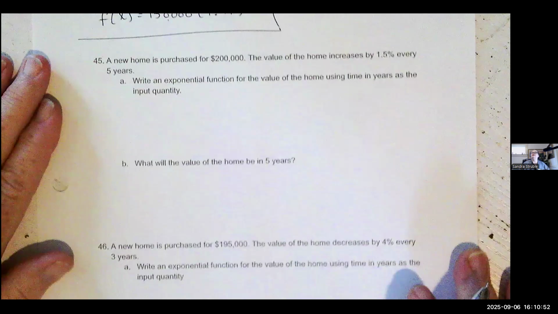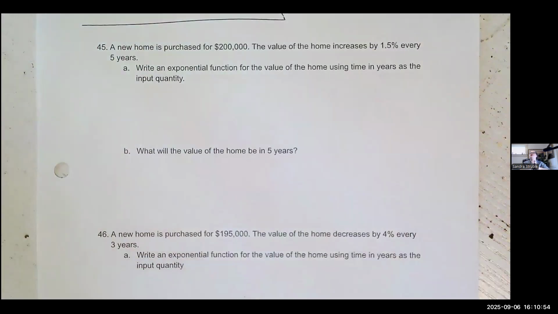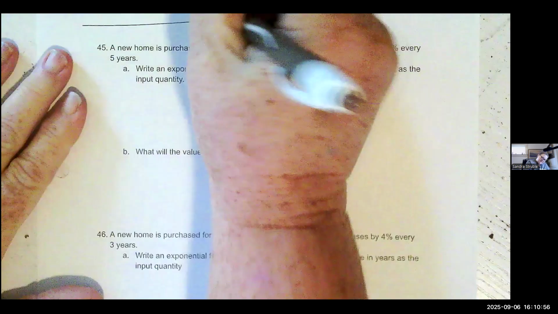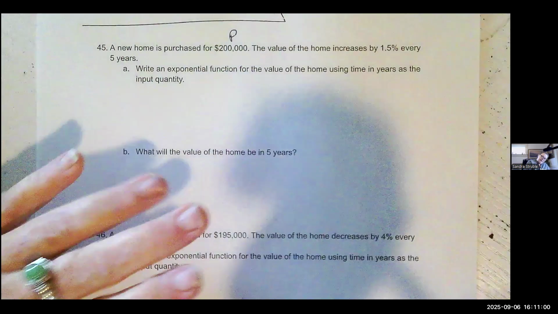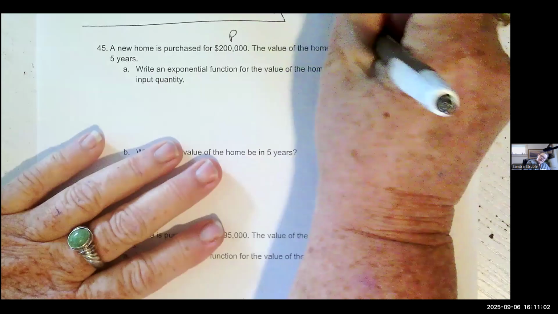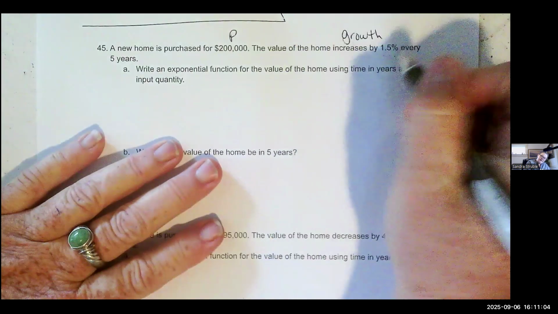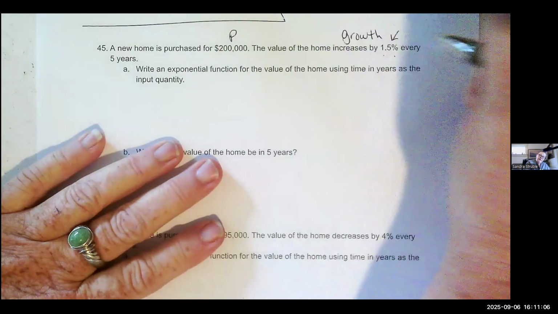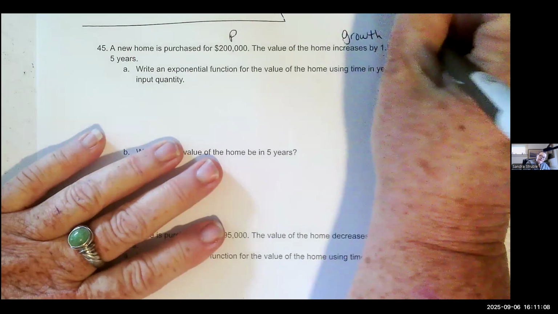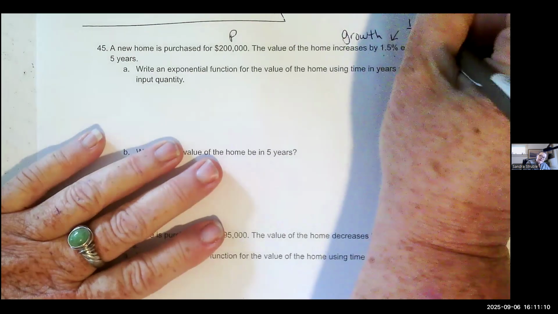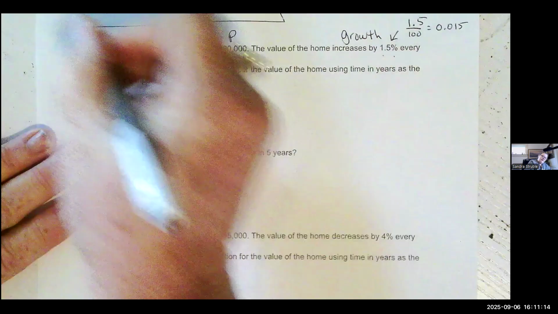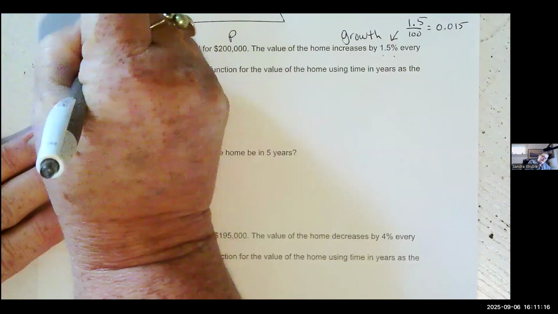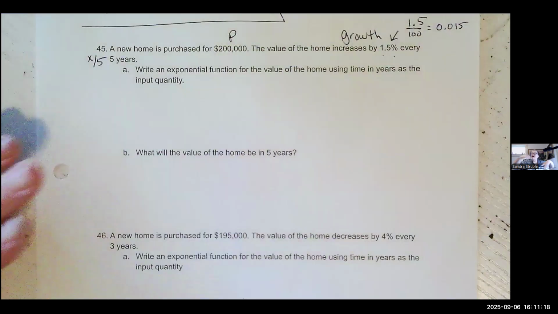All right, let's go to the next one. A new home is purchased for $200,000. There's my P, my initial value. The value of the home increases, so we have growth because it is a percent, by 1.5%. To change that 1.5 to a decimal, 1.5 over 100 is 0.015. And then it's every 5 years, so it's going to be x over 5. That's how I evaluate this as I'm going through myself.